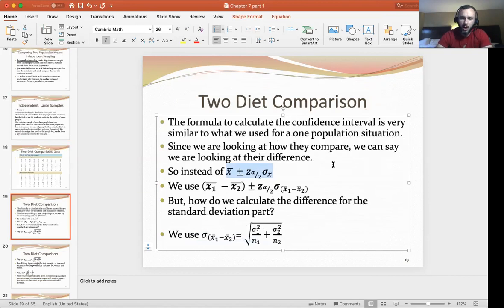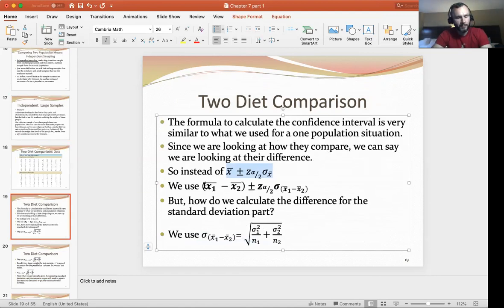Okay. So now we're just doing the exact same thing, but we're modifying that because now we're not interested in just an x bar. We're interested in a difference of x bars. We're interested in the difference between the weight loss diet people and the regular diet people, right? How much of a difference there is in the two. So it's like we're putting them on a scale and weighing them and seeing which one is heavier.